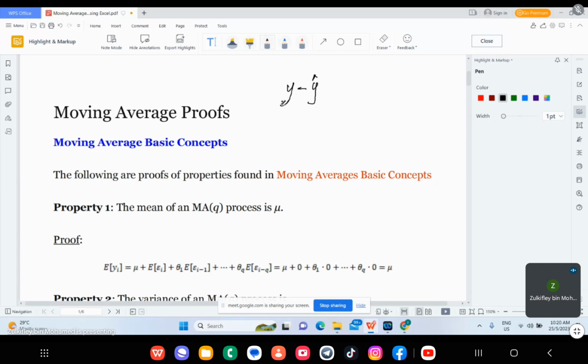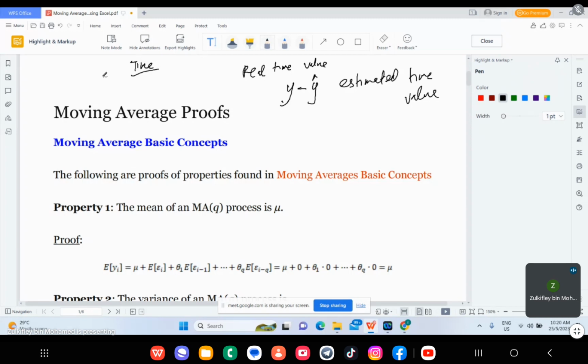Y is the real time value, and this is an estimated time value. Estimated time value dan real time value ini bukan maksudnya kita menganggar masa, kita menganggar sesuatu nilai berdasarkan masa lah, sebab in time series we are talking about time.